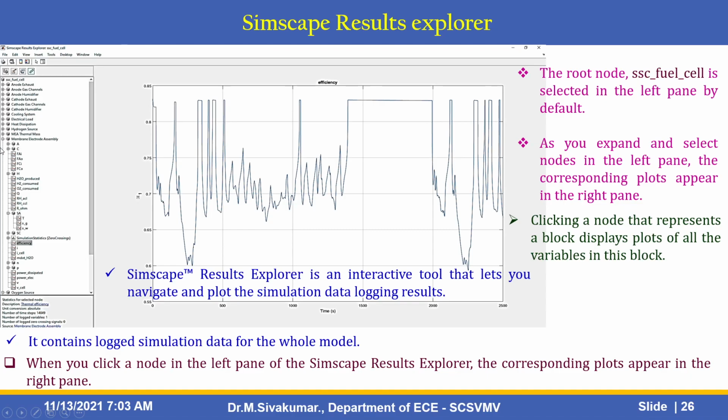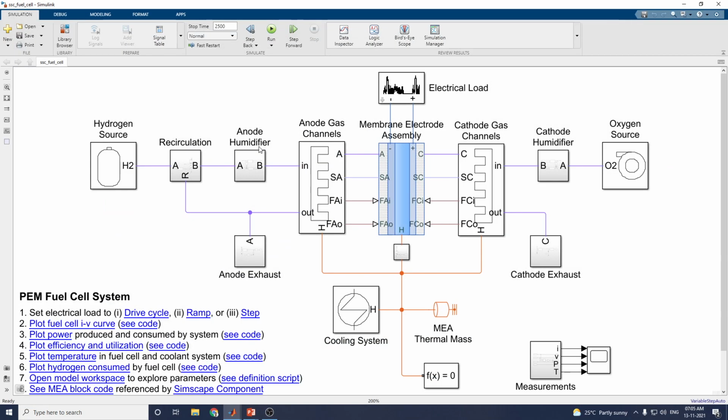Also, it contains logged simulation data for the whole model. When you click a node in the left pane of the Simscape Results Explorer, the corresponding plots appear in the right pane. Okay, let us see the simulation. This is a Simulink model, as we explained in the PPT session.